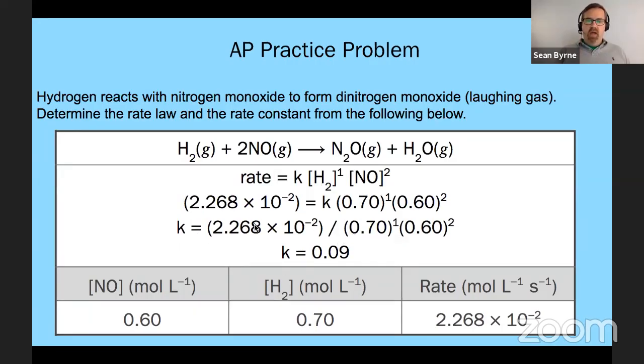And then when we do this math out, we're going to divide 2.286 times 10 to the minus 2 divided by the product over here. Make sure either you put parentheses around both of these, or you divide twice in your calculator, just to make sure you get to a 0.09 as the value for k. Okay, and you should be able to go through trials 2 and 3 and get the same number, right? Because if it's a constant, it's a constant.